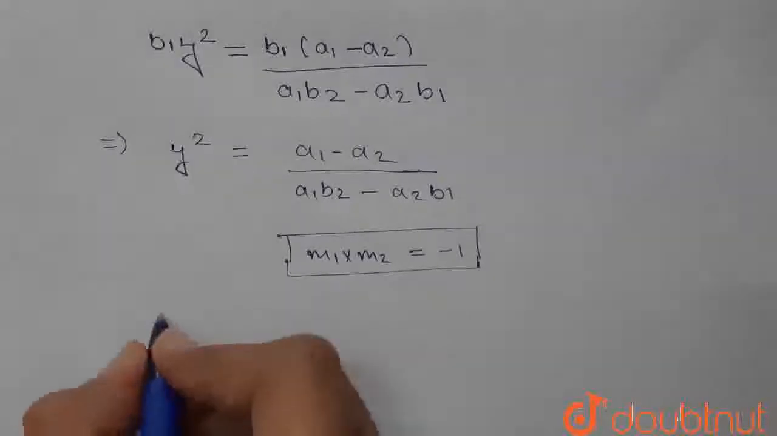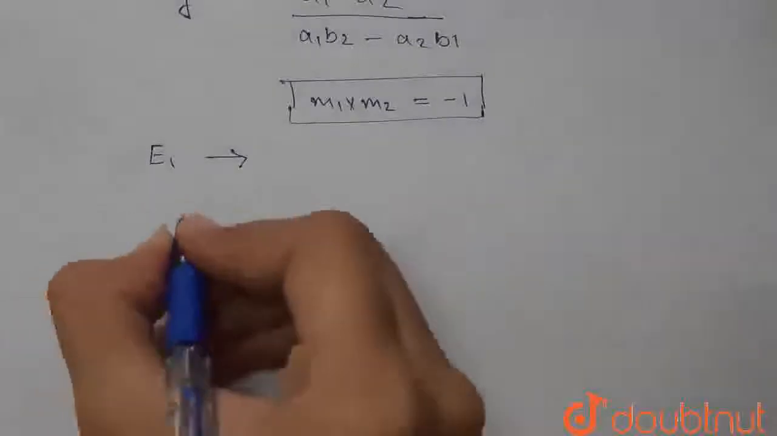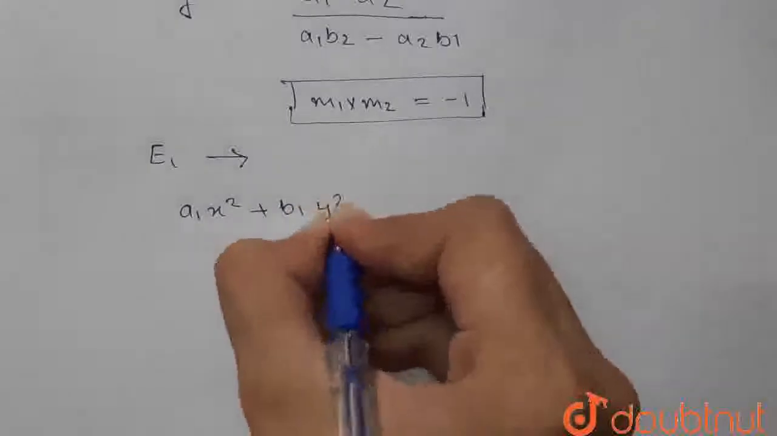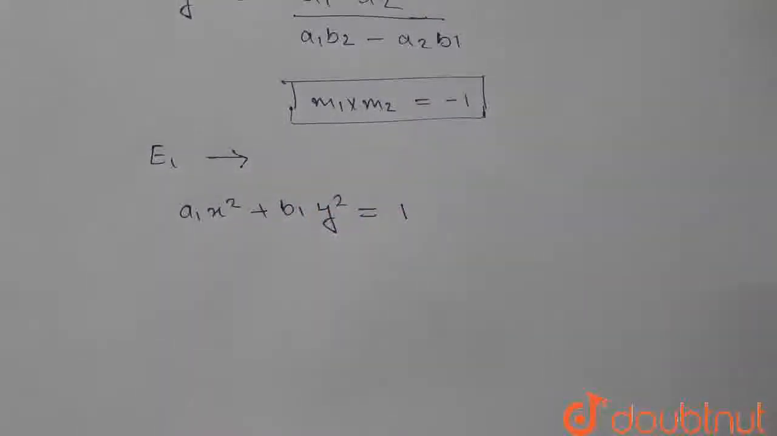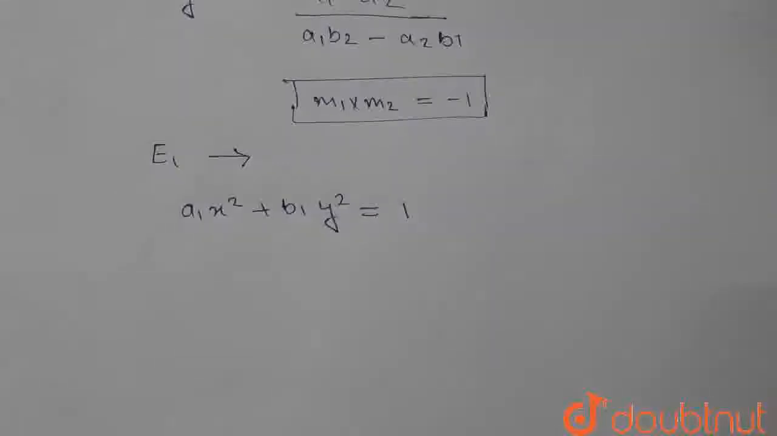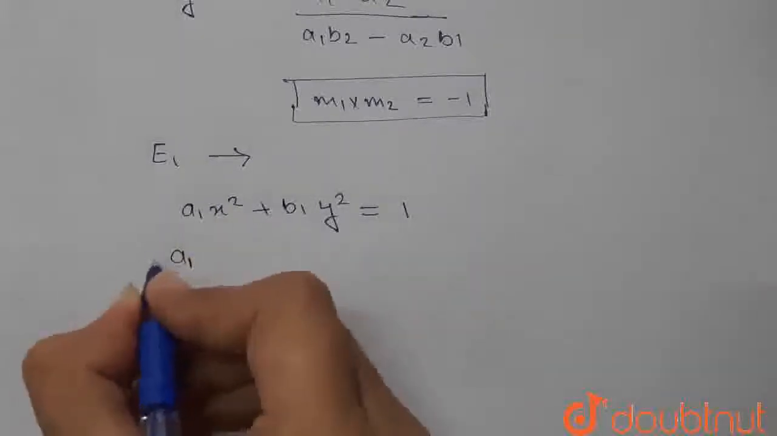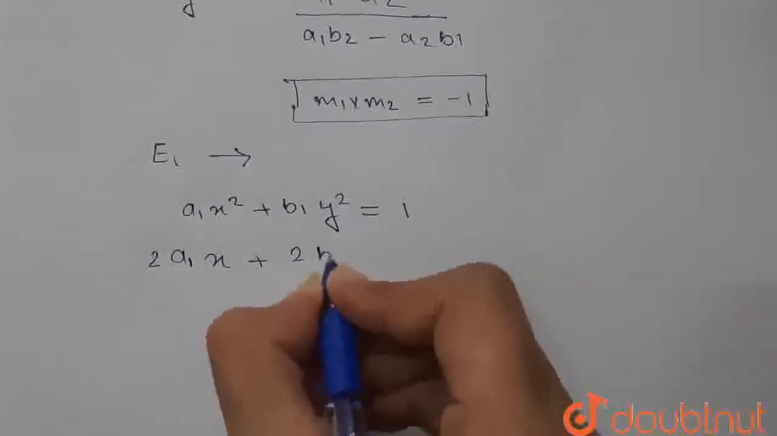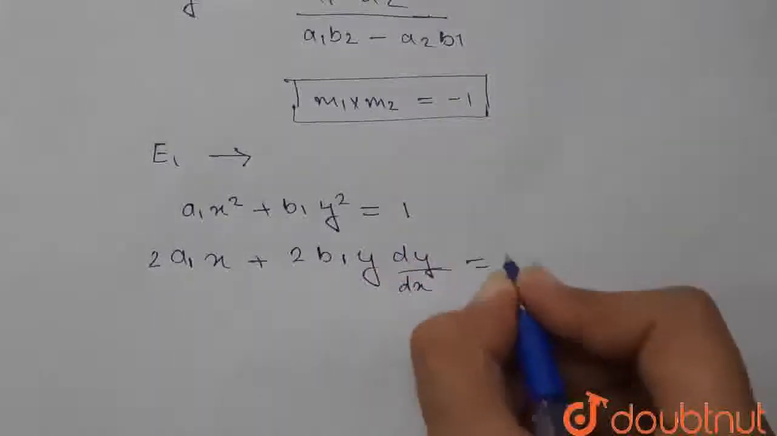So if I talk about E1, E1's slope, if we take out, E1 equation is given as a1 x square plus b1 y square is equal to 1. Okay, so now what we will do here is differentiate this in order to get the slope, because dy by dx is slope only. So if we differentiate this, a1 is constant and x square differentiation is 2x, plus y square differentiation will be what? It will be 2b1 y and then dy by dx, and 1's differentiation will be 0.